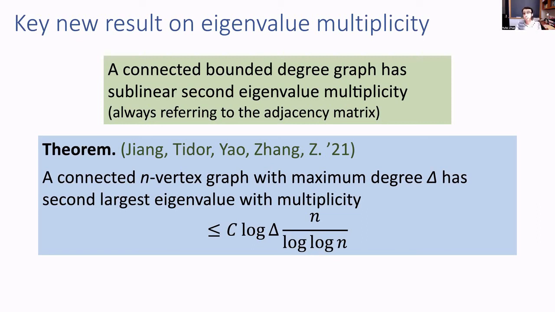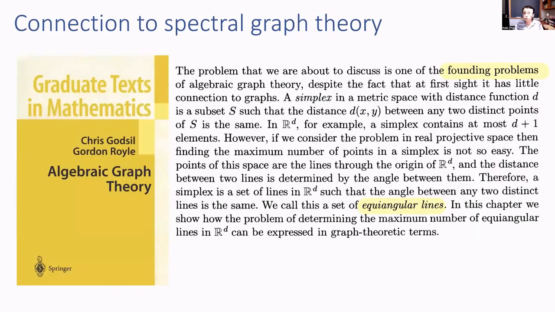So far, I've told you two seemingly different things. On one hand, equiangular lines with a fixed angle. On the other hand, a theorem about eigenvalue multiplicity. In the next part of the talk, I want to explain how these two problems are related to each other. Now, this connection is quite classical. In fact, in this wonderful textbook on algebraic graph theory by Chris Godsil and Gordon Royle, there's a whole chapter on equiangular lines, and it is mentioned that equiangular lines is one of the founding problems of the subject. So I want to explain this connection in the context of our work.